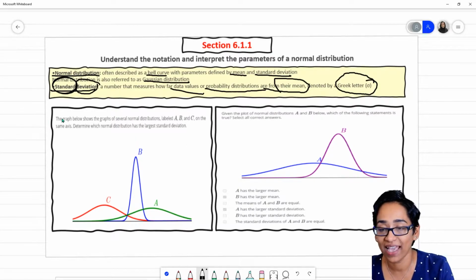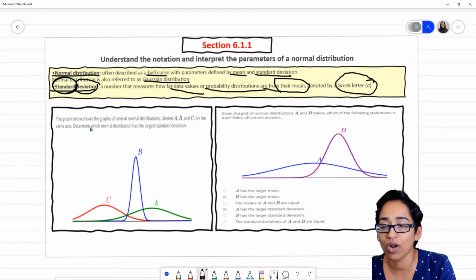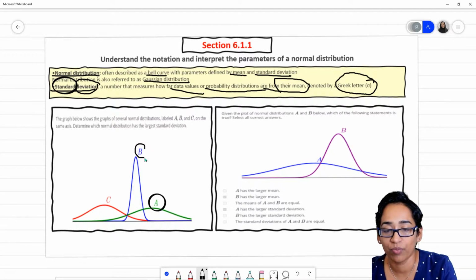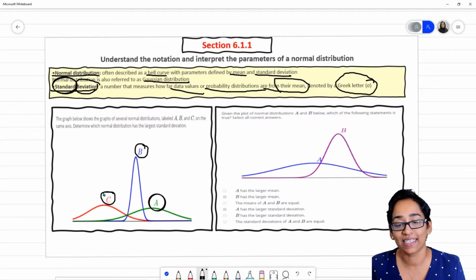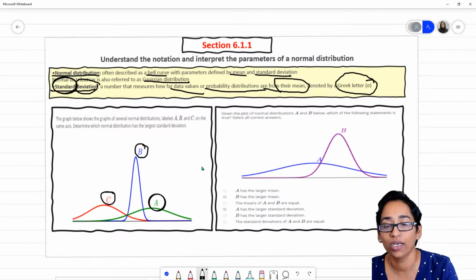Now let's go ahead and take a look at the problem here. The graph below shows several normal distributions. So I have A, I have B, and I have C, right? And what are they asking me? They're asking me which one has the largest standard deviation.